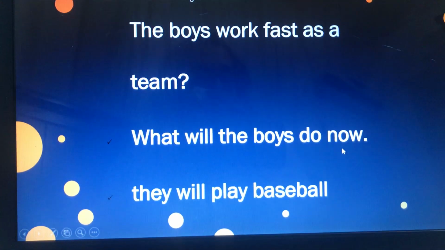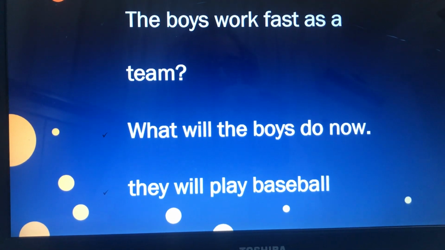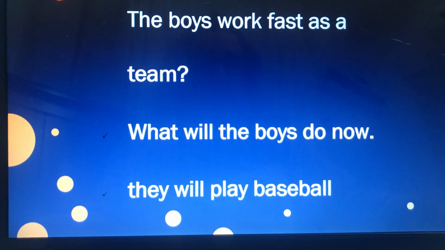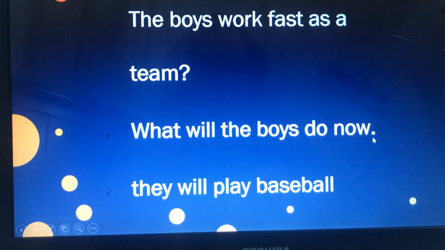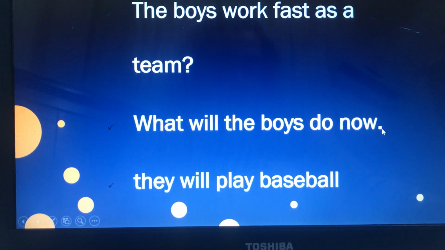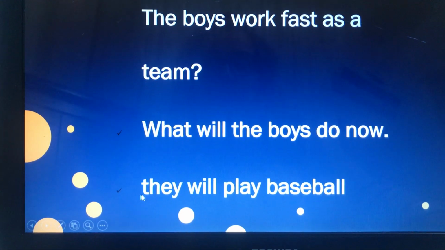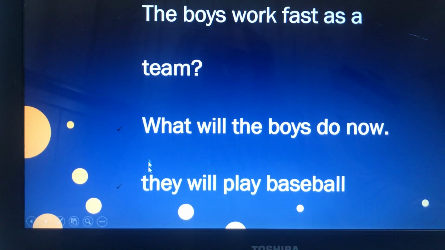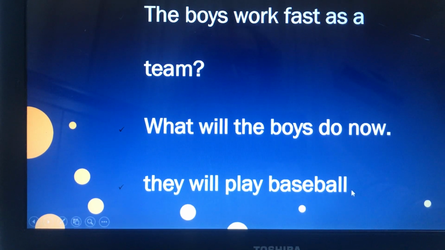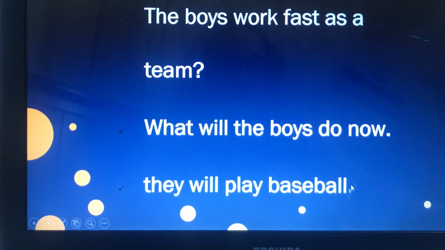What will the boys do now? Here, the sentence starts with what? So obviously it's a question. So here, if you can see right here where the mouse is, this is a period. There should be a question mark. And they will play baseball. We don't have the capitalization here. The T should be capitalized, and there's no punctuation, so there's no period.